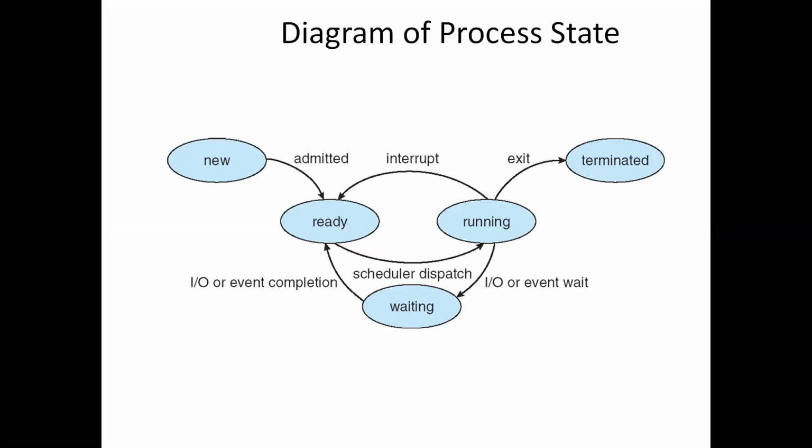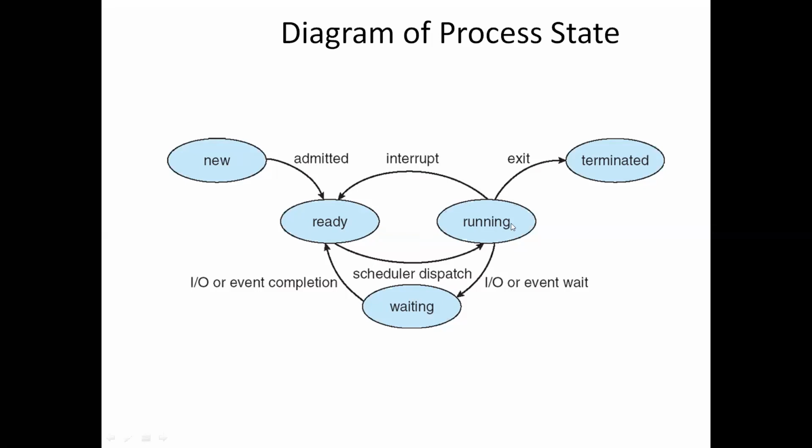Next, from the ready state, the process will be shifted to the running state by using the scheduler dispatch or scheduler algorithms. By using the algorithm, the CPU will be allocated for the process. In the ready state there can be many processes. Which process should be transferred from the ready state to the running state depends on the scheduling algorithms.